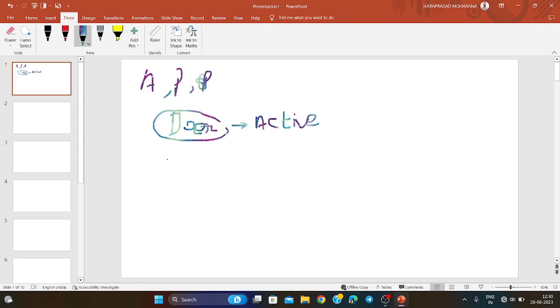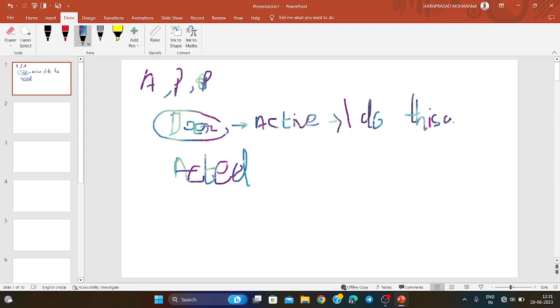If I talk about the passive voice, it is when the subject of a sentence is acted upon. For example, if I take one example in active and make it passive, in the active I will say, I do this work.